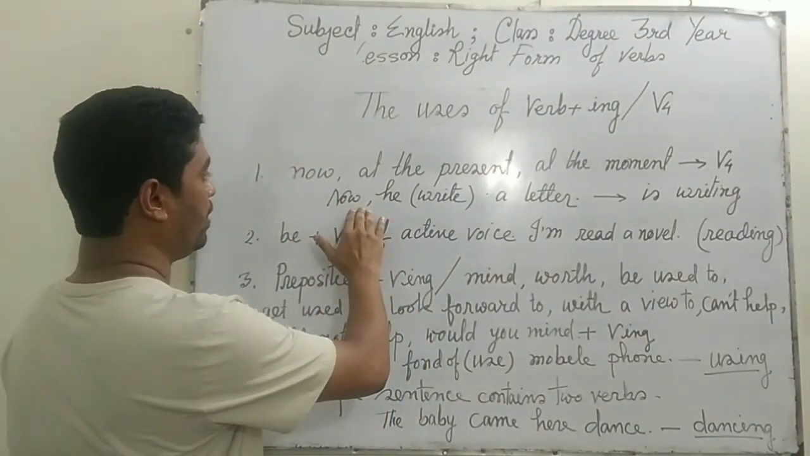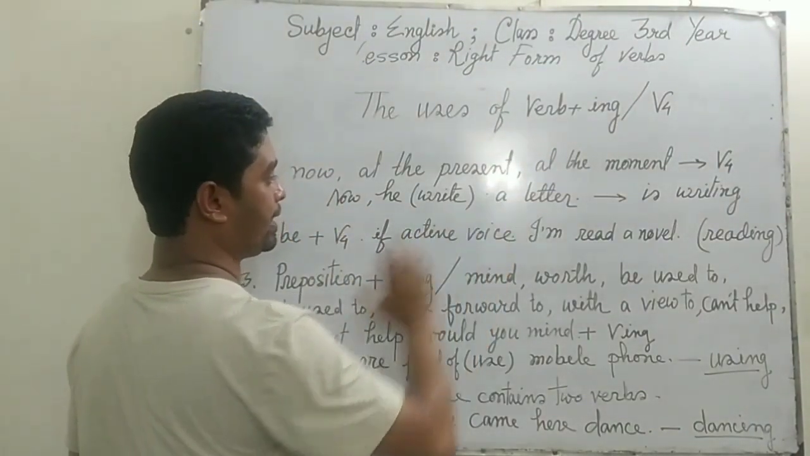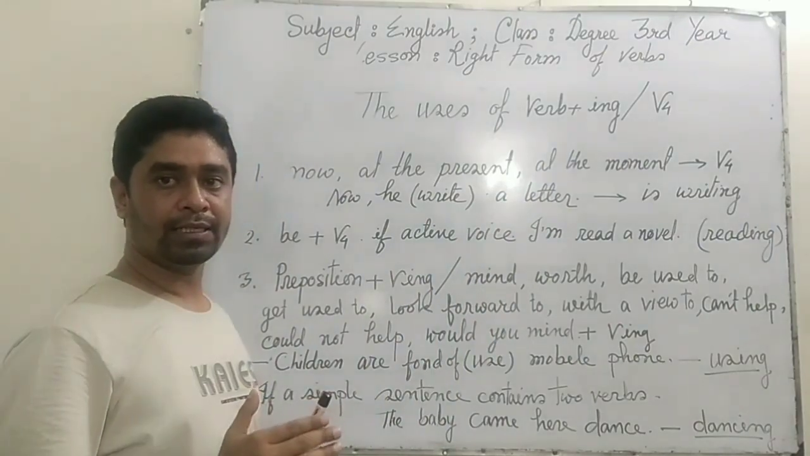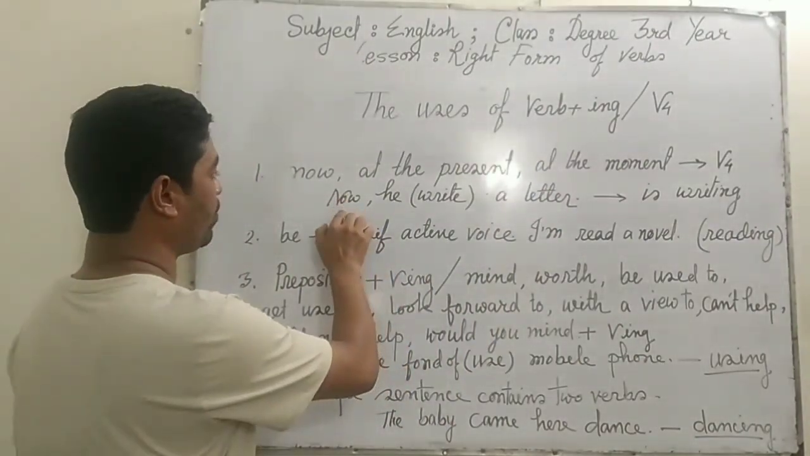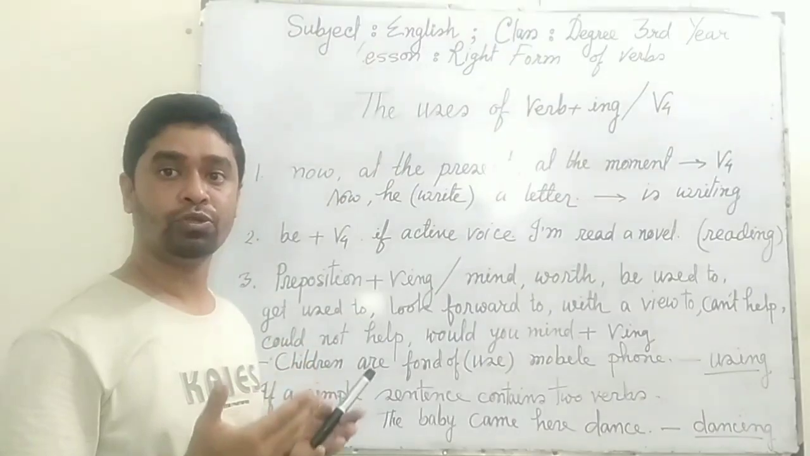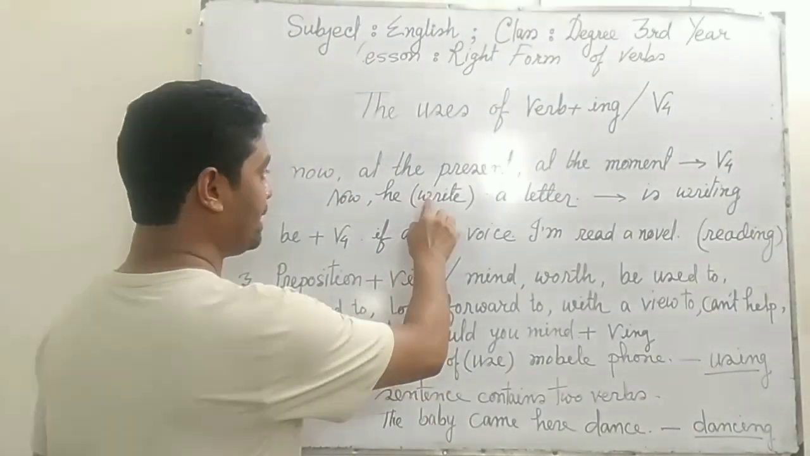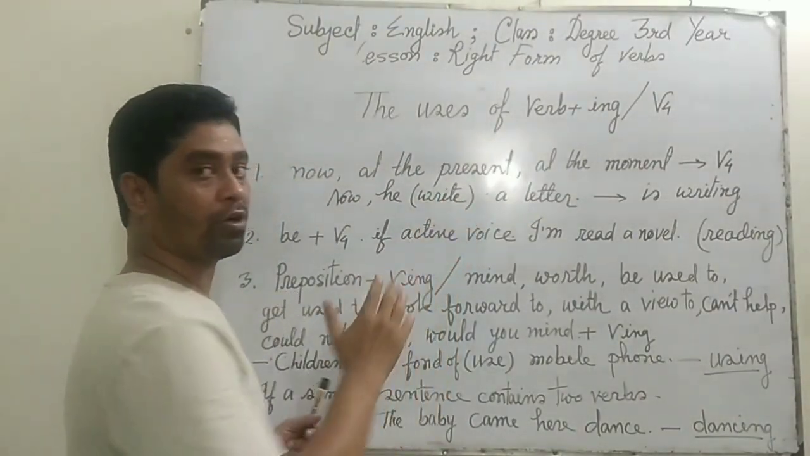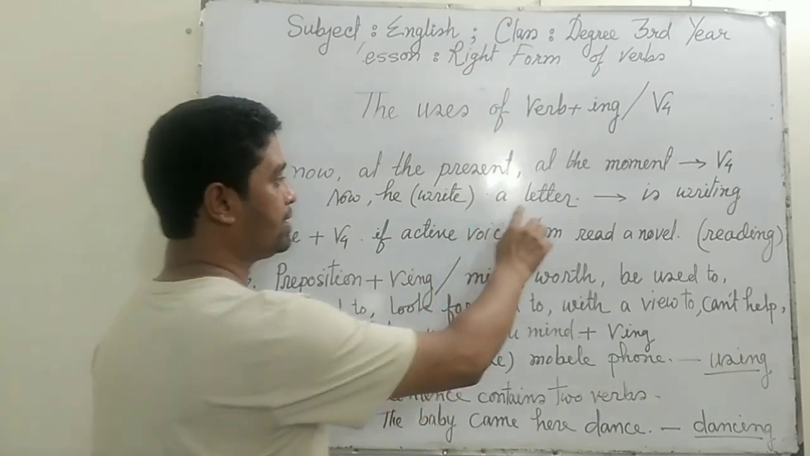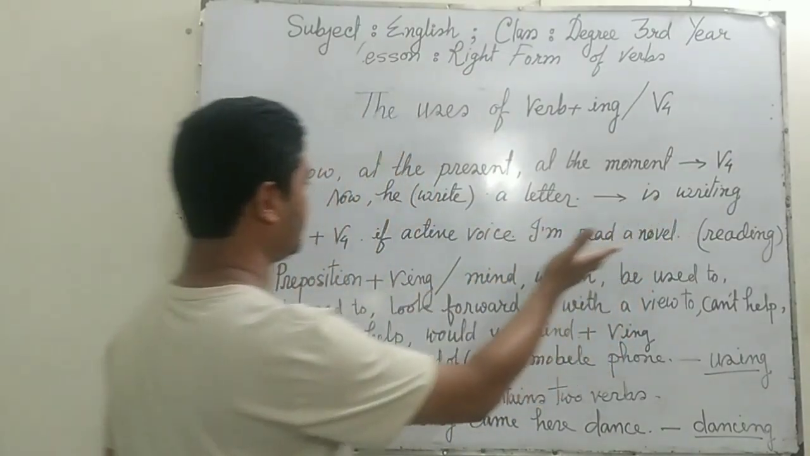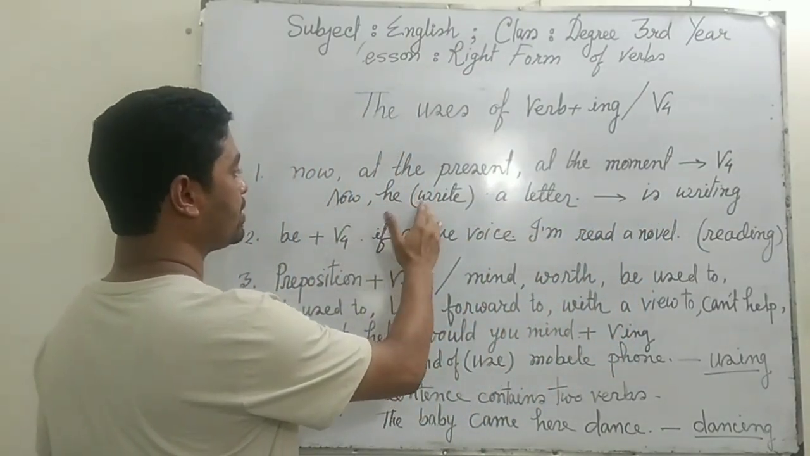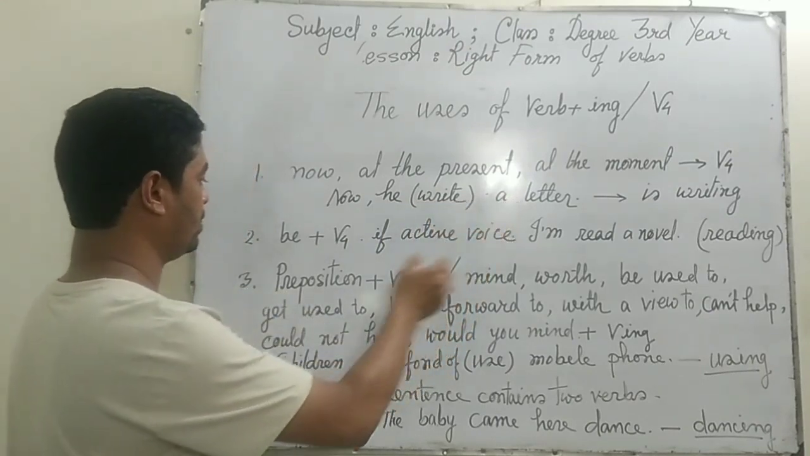such as now he write a letter. In a sentence we find now, that means we have to use the present participle form of the verb. The answer will be is writing. Now he is writing a letter.